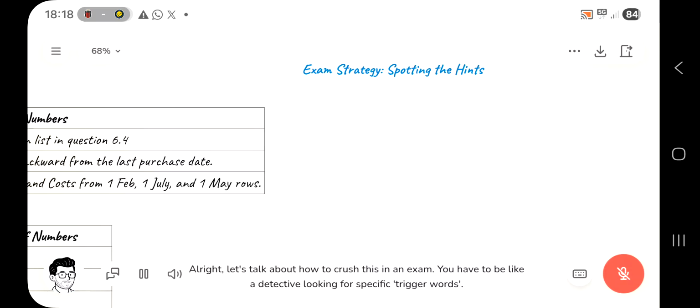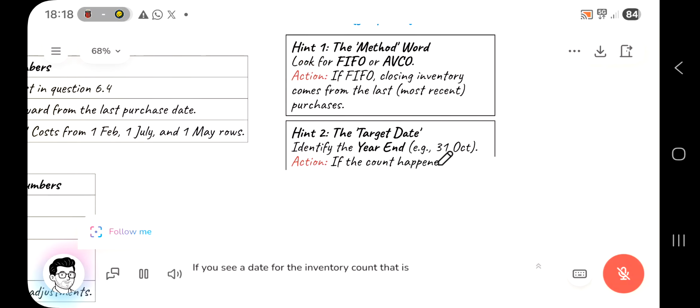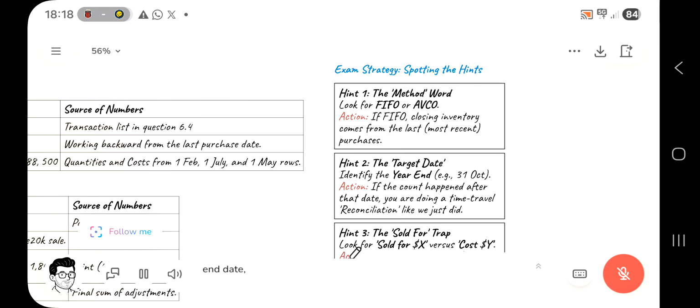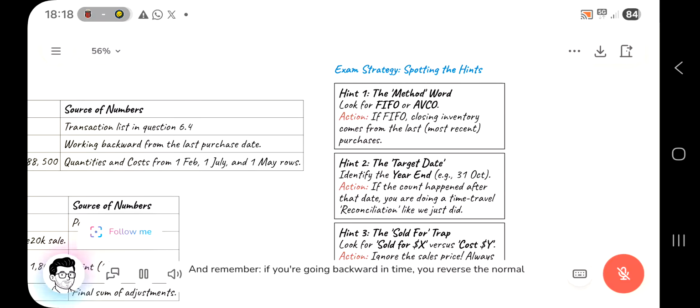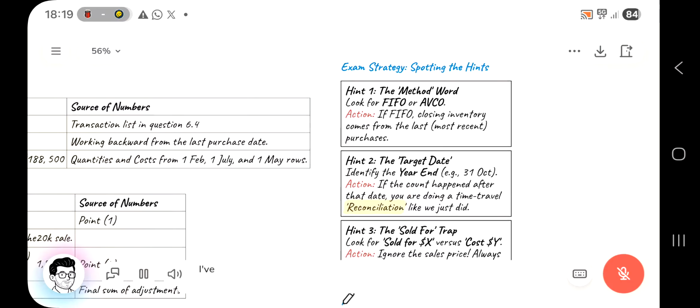You have to be like a detective looking for specific trigger words. If you see a date for the inventory count that is different from the year-end date, that's your biggest hint that you're doing a reconciliation problem. And remember, if you're going backward in time, you reverse the normal logic. Purchases get subtracted and sales get added back. I've whipped up some flashcards for you to review later. How's your confidence feeling with these two types of problems now?